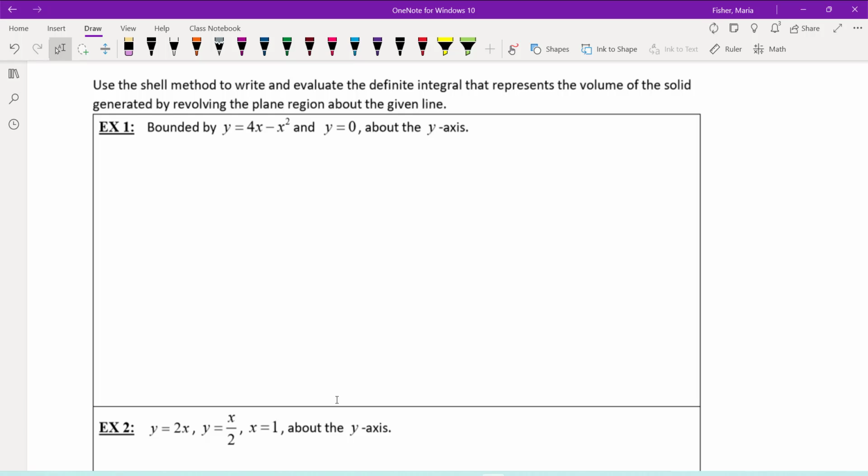given line. Example 1 says that we're bounded by y equals 4x minus x squared and y equals 0, and we're going to do this about the y-axis. Well, the y-axis is vertical. Since it's vertical, we know that we need to integrate with respect to x. Let's go ahead and graph this so that we can find the limits of integration, the radius, and the height.